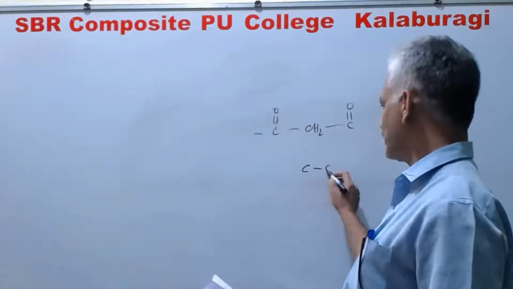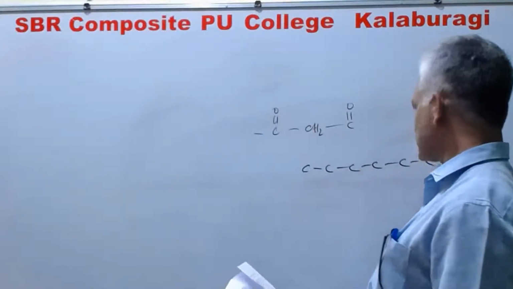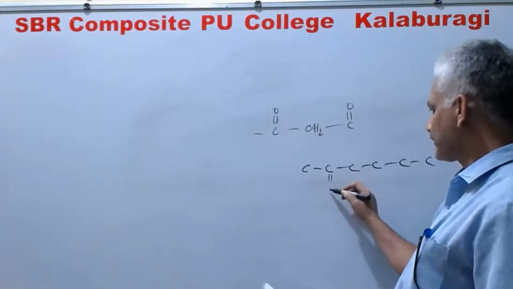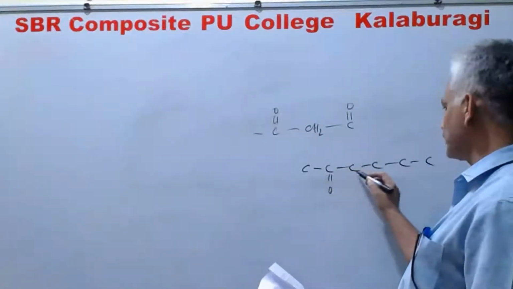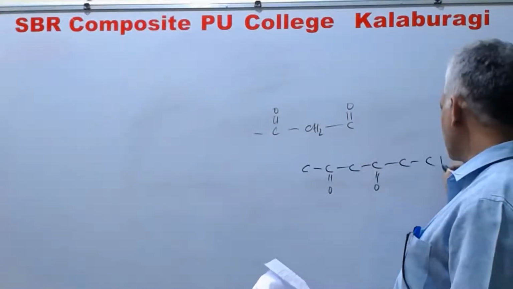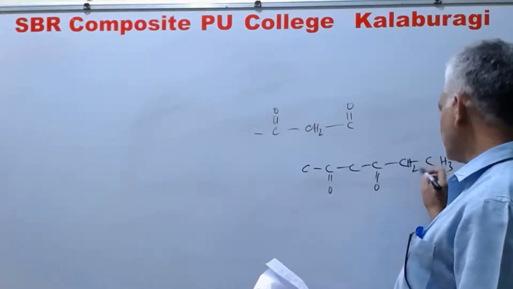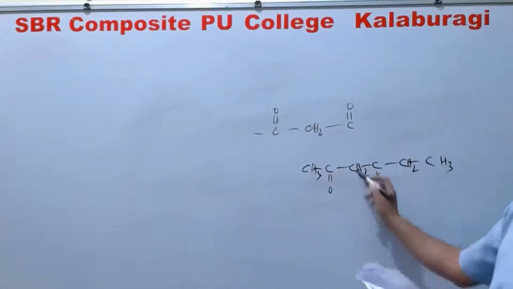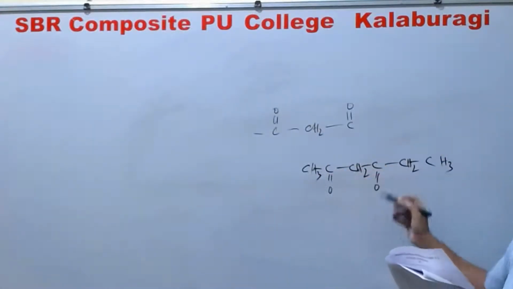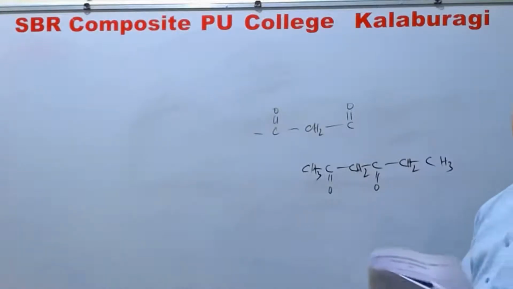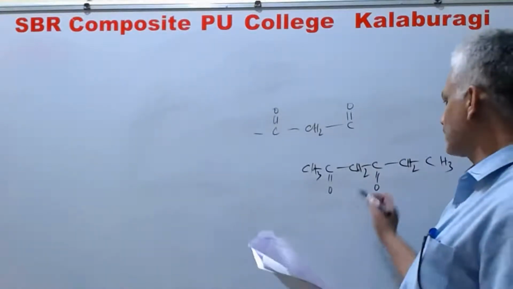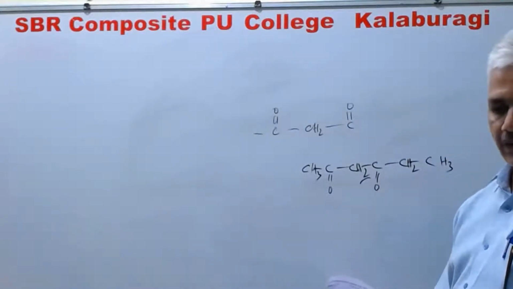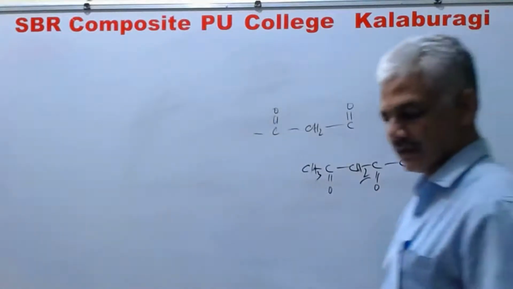Hexa means 1, 2, 3, 4, 5, 6. 2, 4. 1, 2, 3, 4. Rest of the things we have to fill with hydrogen. So here, one methylene group is trapped between 2 carbonyl groups which act as electron withdrawing groups. So here, number of acidic hydrogens present are 2. So you can go with the second option.